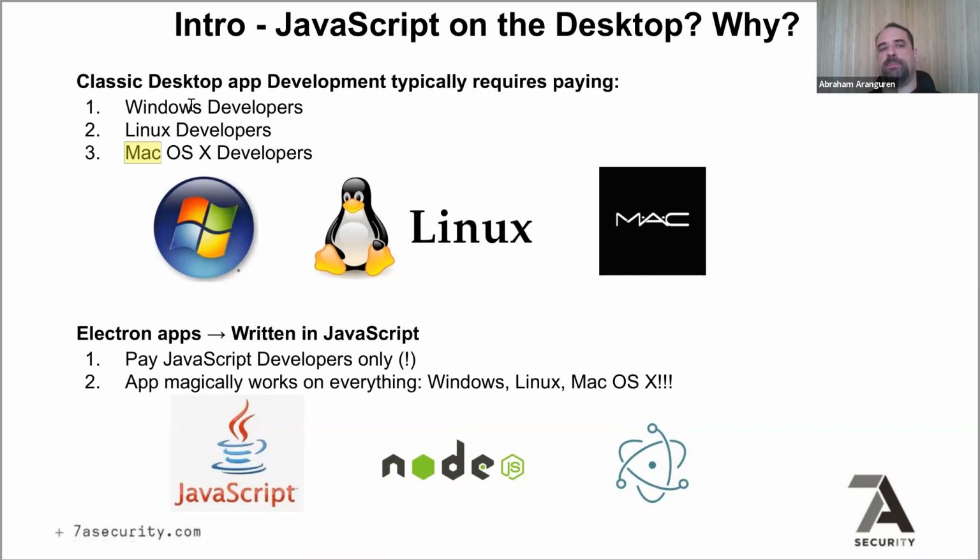And also, there are fewer people that can develop Windows, Linux, or Mac applications compared to JavaScript, right? So a lot of web developers can develop in JavaScript. So the cool thing about Electron is that since you can develop in JavaScript, you can potentially find more people. It's going to be easier to find developers because more people know how to develop in JavaScript. So that's the first. Then you only have to pay JavaScript developers. So you only need one development team instead of three. And then you don't need to coordinate the different teams because there's only one team. And then the app magically works on everything, right? So Windows, Linux, and Mac.